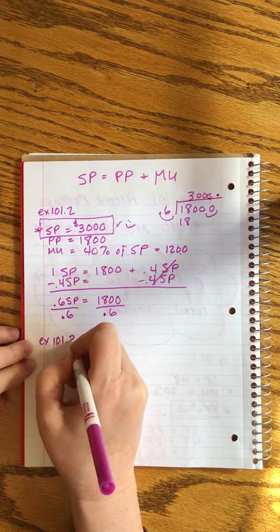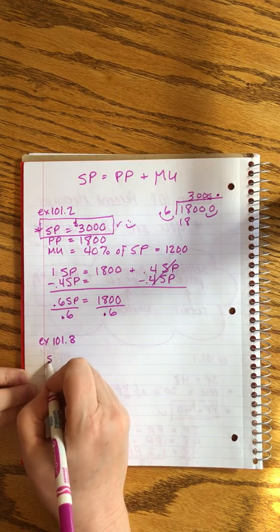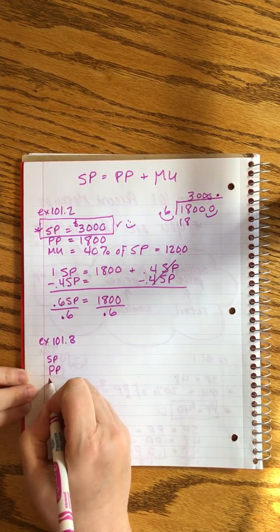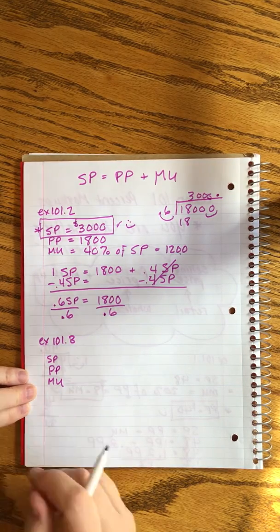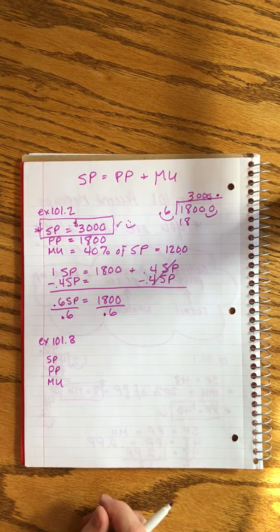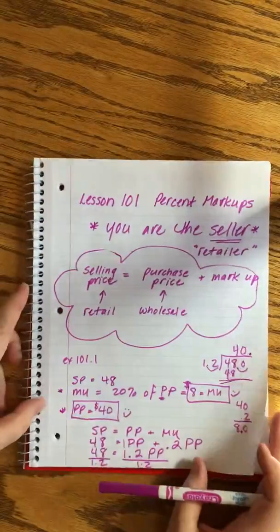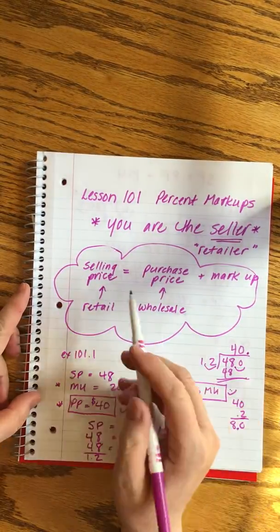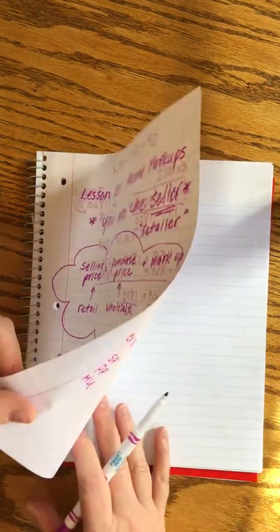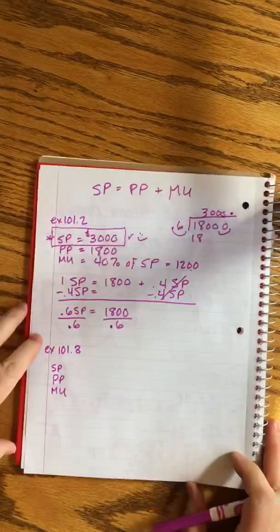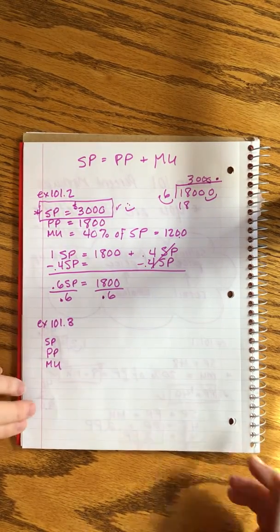Example 101.3. Isn't it so short, sweet, and to the point? Purchase price, markup. Okay, the sports car retailed for $10,368. We talked about that on the previous page. Let me just show you again. The word retail is associated with the selling price, not the purchase price. So when it says that the sports car retailed for $10,368, we know that's the selling price.